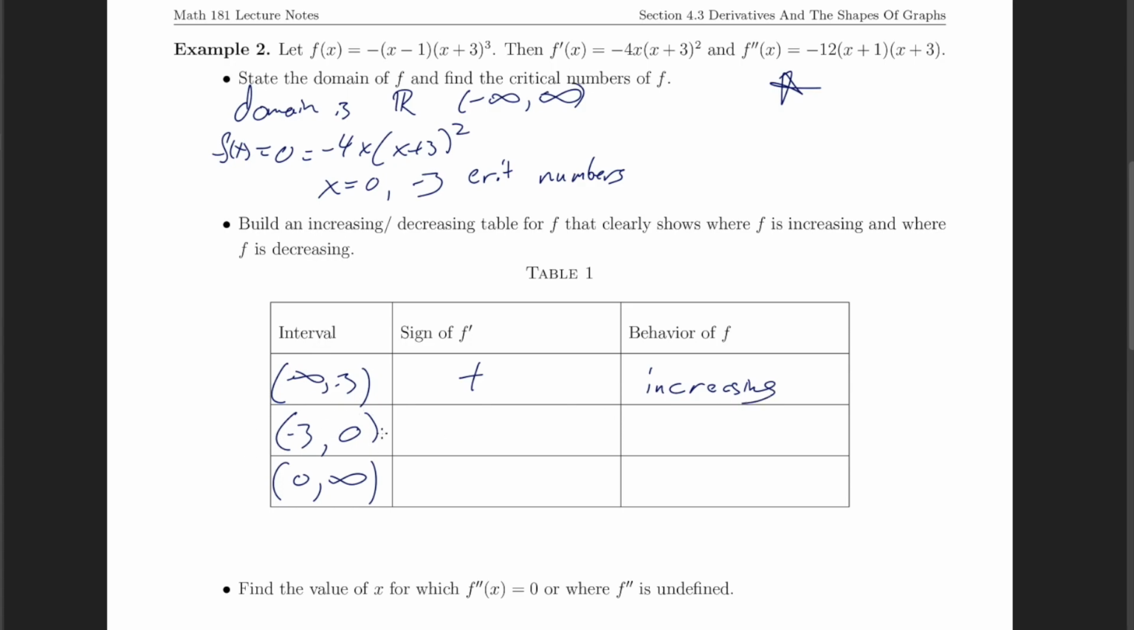Here, if I choose a number between negative 3 and 0, I'll just take negative 1. Negative 4 times negative 1 is positive. Negative 1 plus 3 is positive, squared is still positive, so this is all positive. And so this is also increasing. Then from 0 to infinity, I can just plug in 1. I have negative here times positive here, which gives me an overall negative, so this is decreasing.